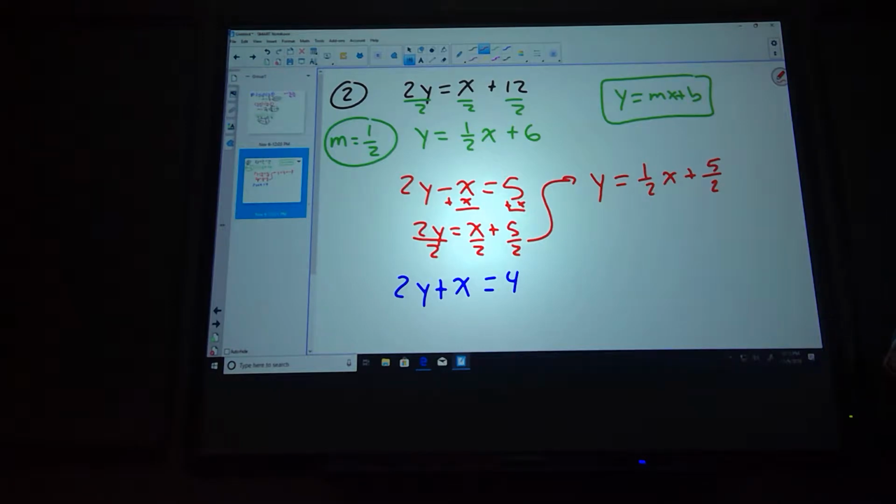What's the slope of the red? 1/2. What can you tell me about the slope of the green and the slope of the red? They're parallel. They have parallel slopes because they're identical.